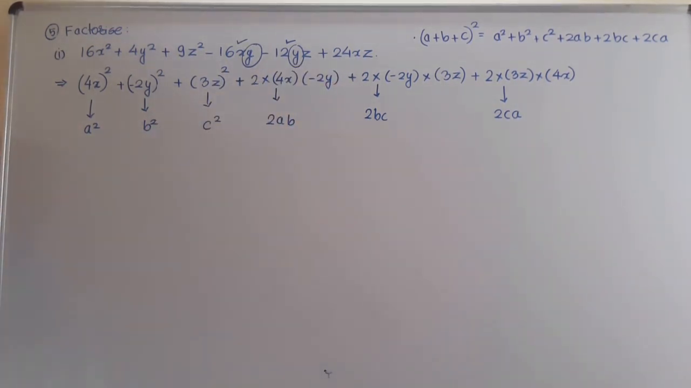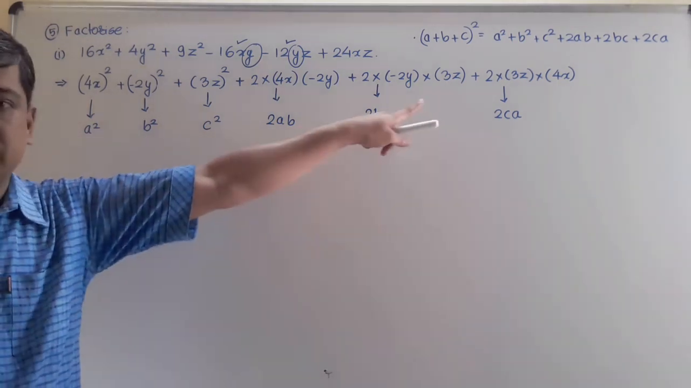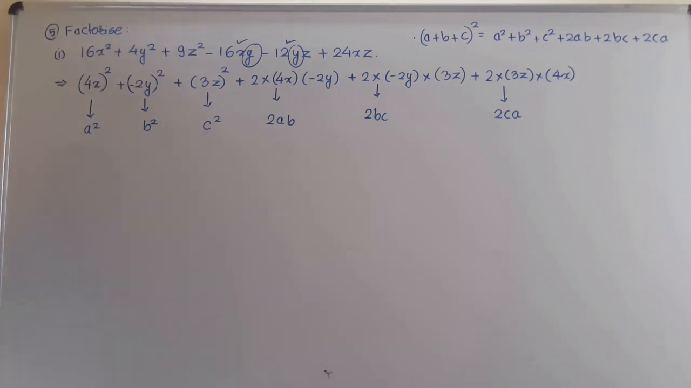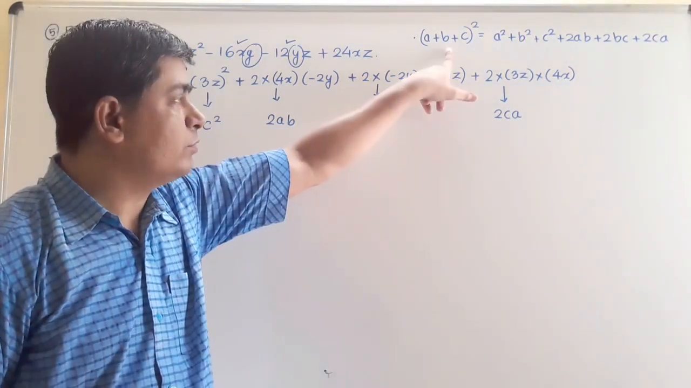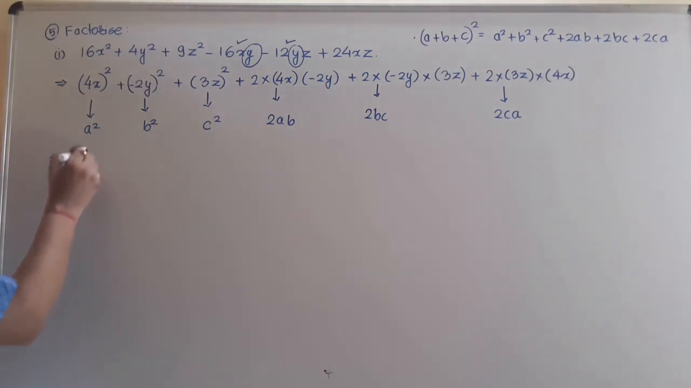So now you see I have arranged the given expression in the form a square plus b square plus c square plus 2ab plus 2bc plus 2ca. Okay, so now if I arrange this expression into that form, what can be the other form? The other form is a plus b plus c the whole square. So I am writing it now in the form of a plus b plus c the whole square.